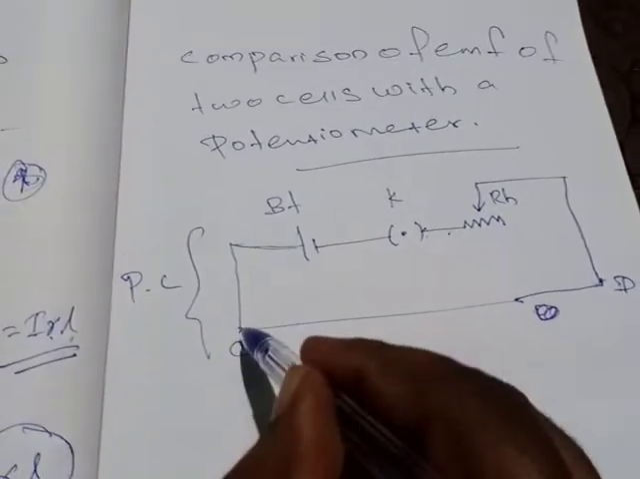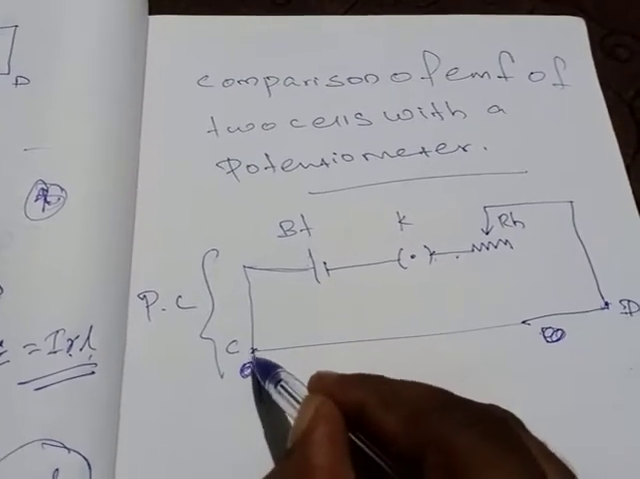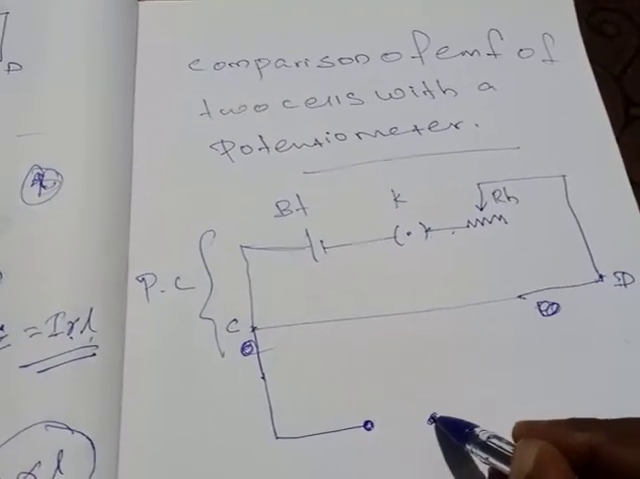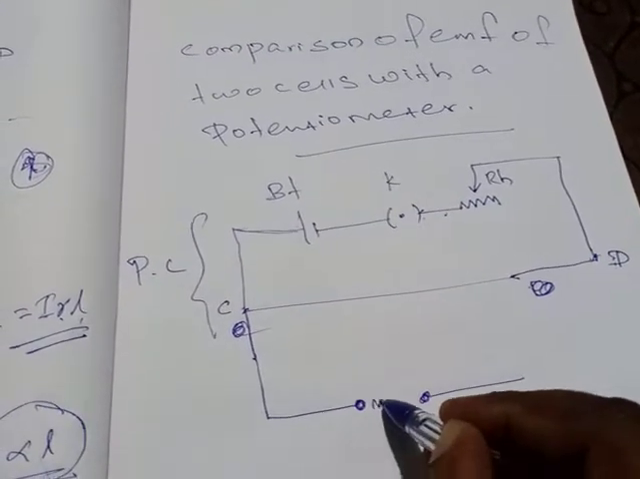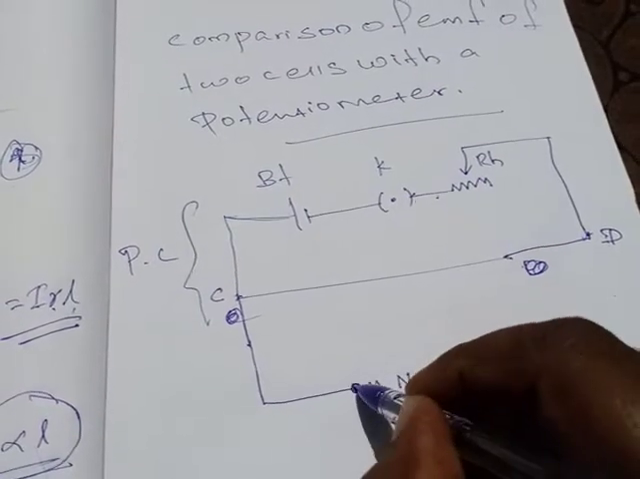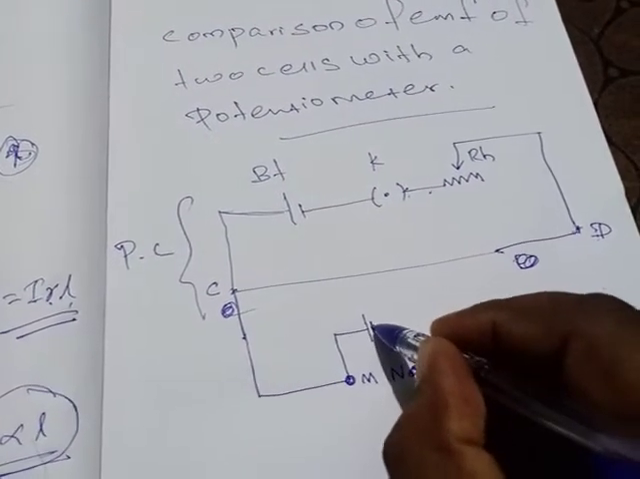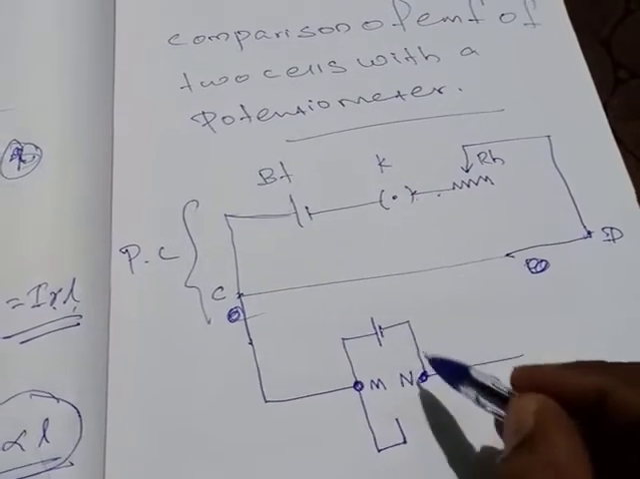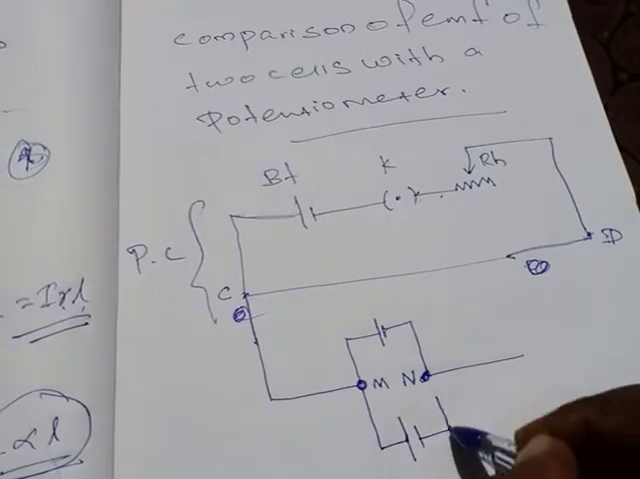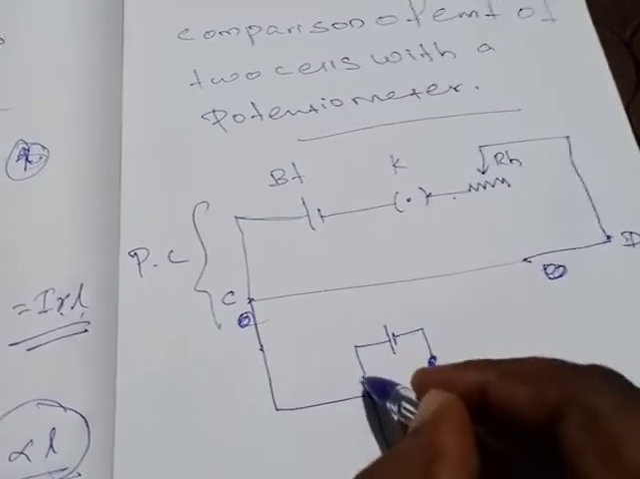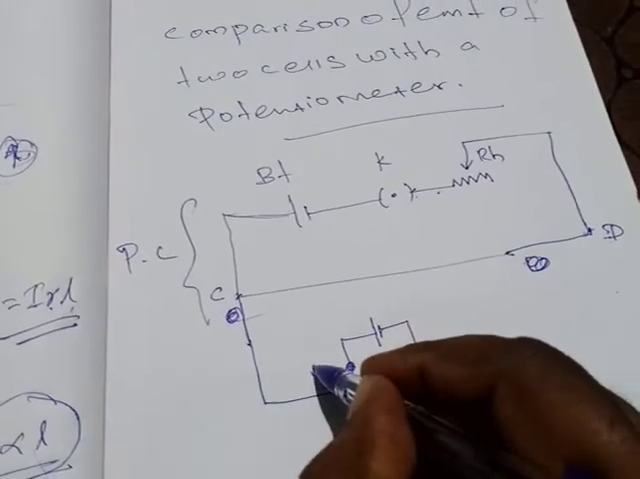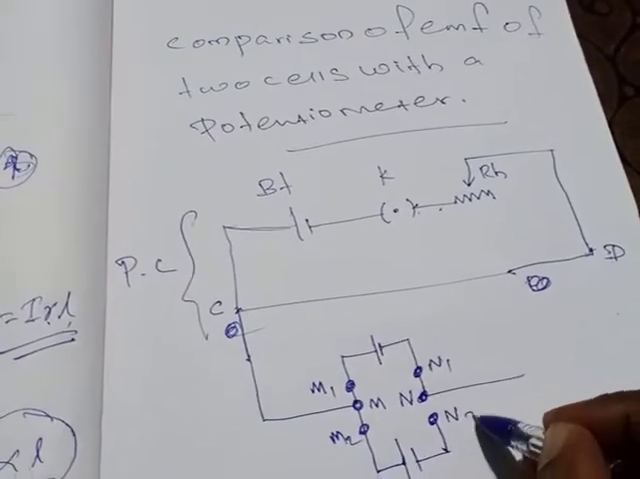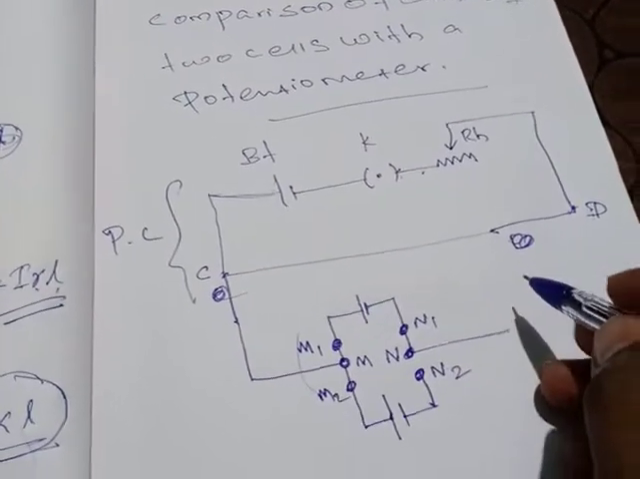Now you can see that the end C of this wire is connected like this. This is M, this is N, and here one cell, here another cell. Actually six points will come, like this. So this is M1, this is M2, this is N1, this is N2. Actually this is a DPDT switch.